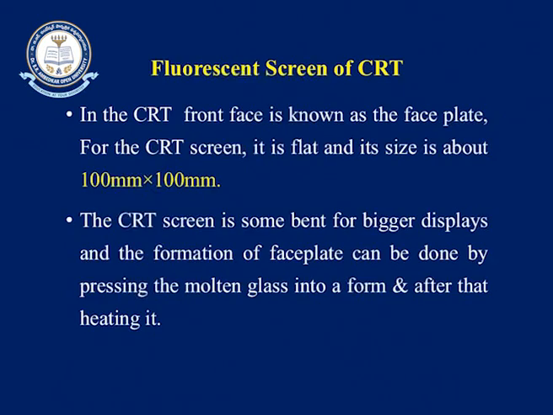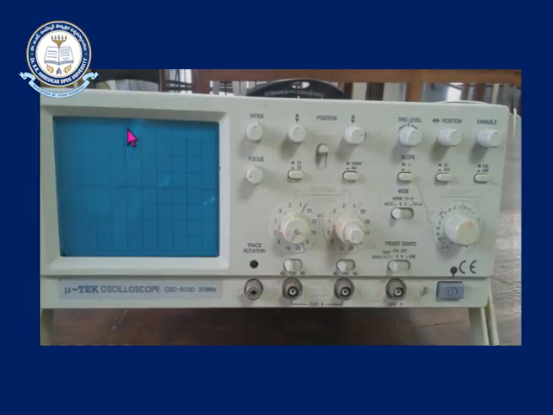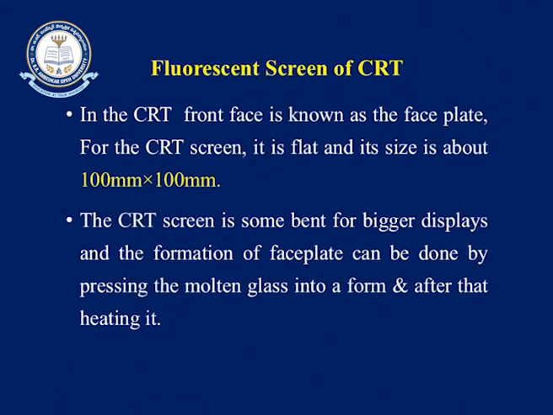Next, the fluorescent screen of the CRT. This is the screen you observe on the CRO. This is the screen, and its size is 100 mm by 100 mm. For a CRT screen with a bent, bigger display, the formation of the face plate can be done by pressing the melted glass into shape after heating.